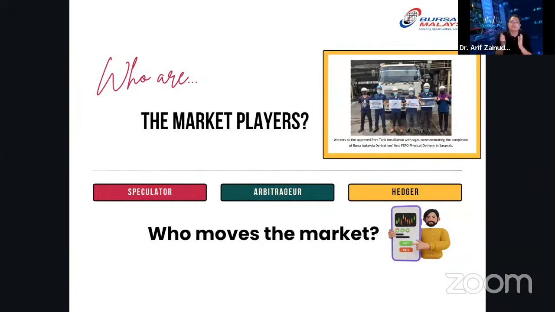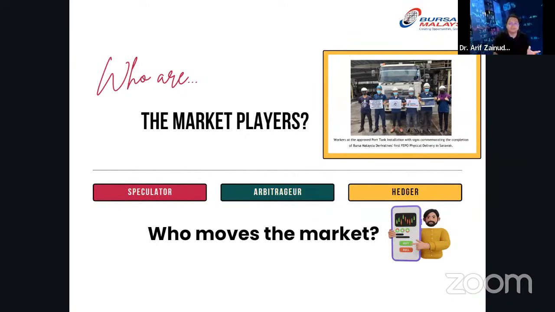Who are the market players of FCPO? First we have the retailers, which fall under the speculator category, meaning that we trade and speculate whether the price is going up or down, depending on our analysis on the chart or from relevant fundamental factors. And then we have the arbitrager, the type of market player that trades and leverages the price difference between an underlying asset and the price of the asset's future contract. But you don't have to know about the arbitrager. The next one is the big players, which are the hedgers.